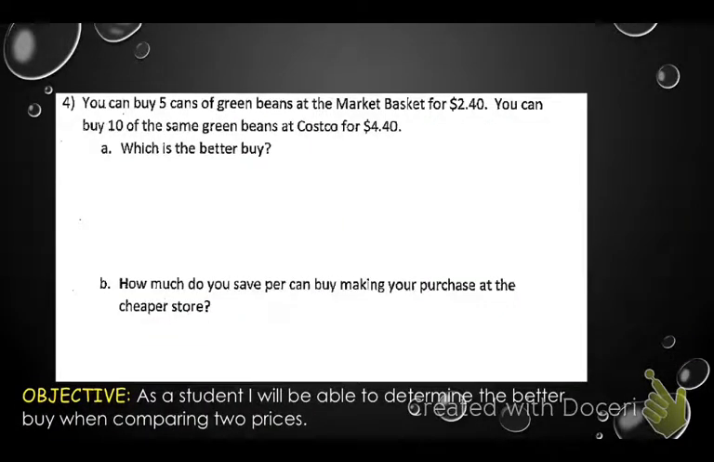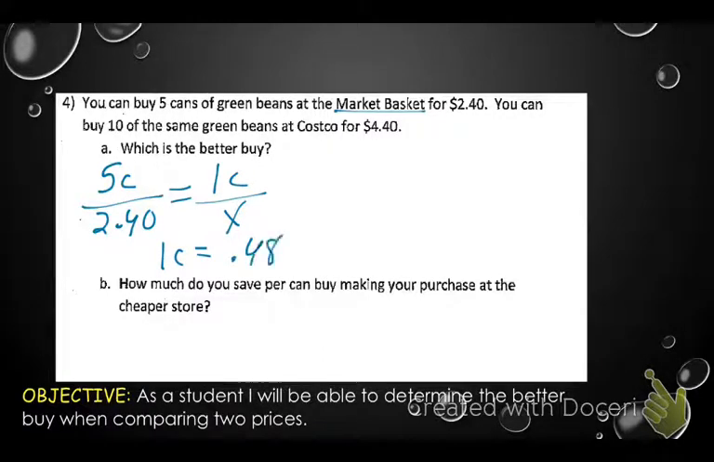Okay, another example. You can buy 5 cans of green beans at the Market Basket for $2.40. You can buy 10 of the same green beans at Costco for $4.40. Which is the better buy? Well, we're going to do the same thing. So let's start with Market Basket. We can get 5 cans for $2.40, and we want to solve for 1 can, which, I'm going to be honest with you, is the same exact one we just did, which is 48 cents. Okay. Cross multiply and divide, that's how you figure that out.